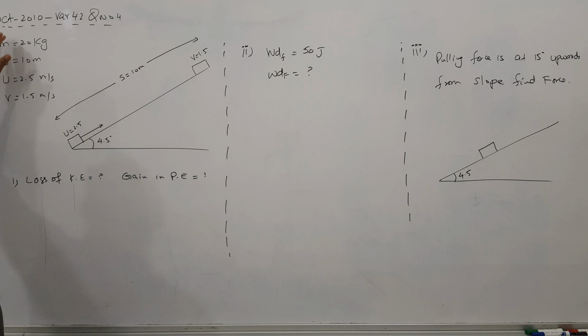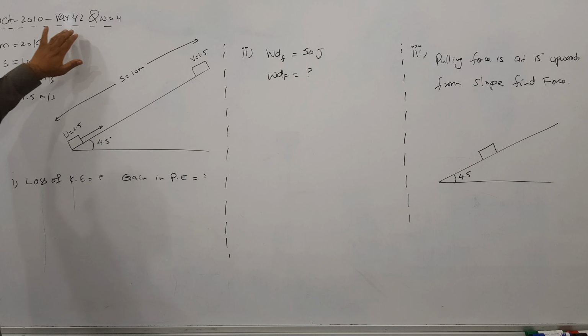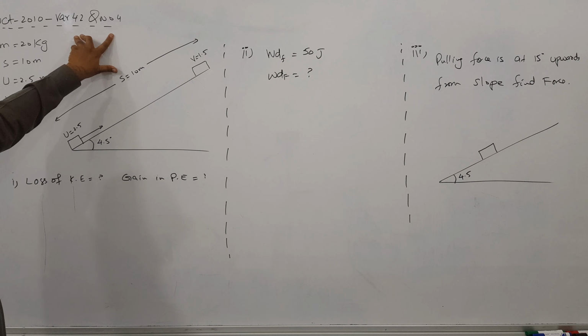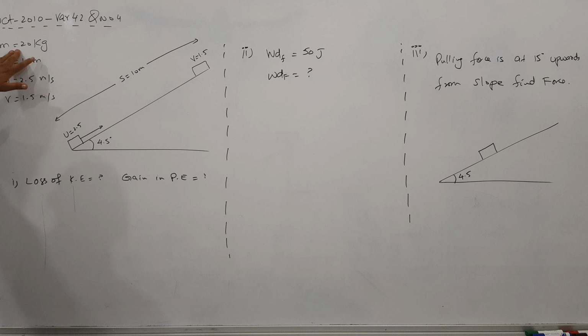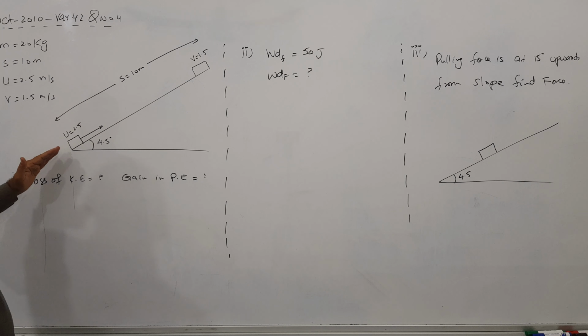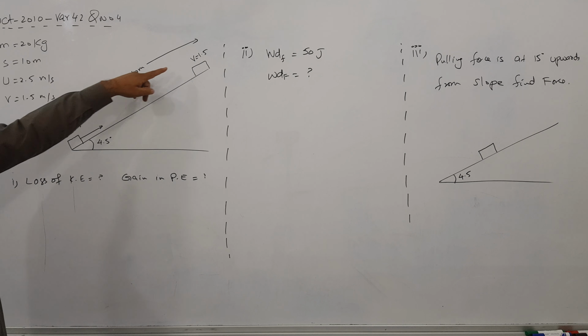Bismillahirrahmanirrahim. This is October 2010, waiting 42, question number 4. Topic is work, power, energy. Mass is 20 kilograms and the distance it has to travel is 10 meters, so from bottom to top. Speed is 2.5 here and 1.5 here.